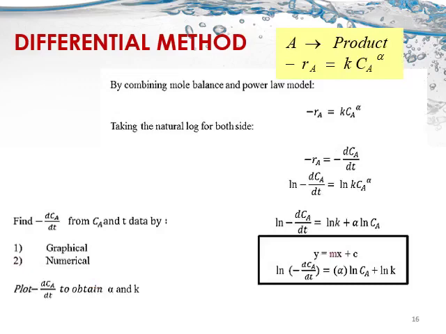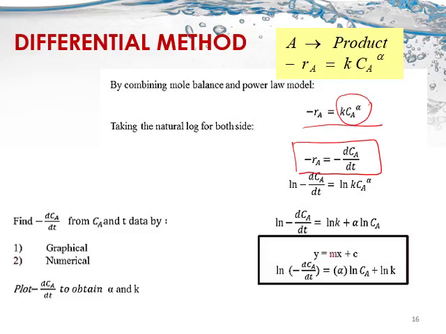Okay, the steps. By combining the mole balance and the power law model, so this is what we call the power law model: negative rA equals k CA to the power of alpha. The mole balance is this one: negative rA is equal to negative dCA over dt. Sometimes we just drop the negative sign.